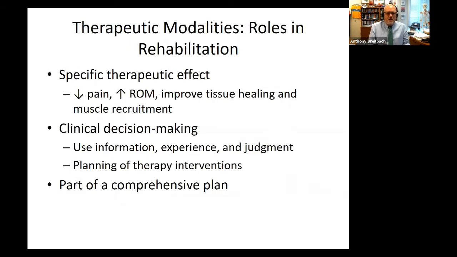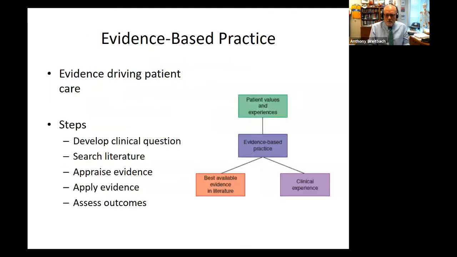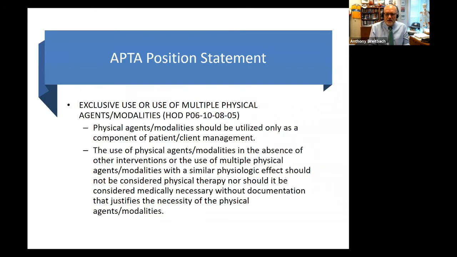So let's think about why we use therapeutic modalities in rehabilitation. Number one, to reach a specific therapeutic effect: decrease pain, increase range of motion, find ways to improve the tissue healing process, muscle recruitment, limiting atrophy. You want to utilize clinical decision-making and make it part of your overall therapeutic intervention and part of a comprehensive plan.